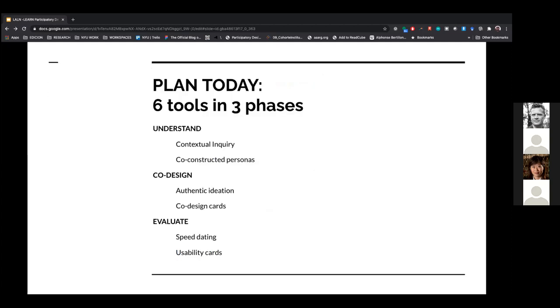All right, so we are right in time. Our plan today was to talk about these 6 tools on the understanding level. We talked about contextual inquiry. We talked about how to create personas and how to co-construct them with our users. We talked about tools for co-design, for authentic ideation, and how to stimulate the creativity of our users, and also how to work with co-design cards that scaffolded some of those challenges in terms of data literacy and technological complexity, and tools for ideating such as speed dating and these usability cards that allow you to have a quantified component on qualitative interviews.